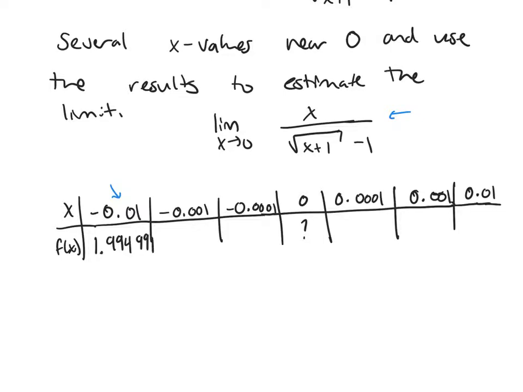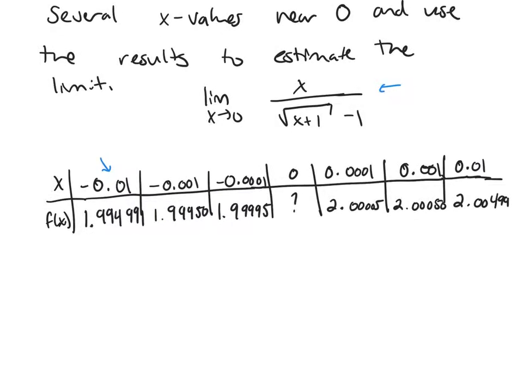1.99499, 1.99950, 1.99995, and then for the ones bigger than 0, 2.00005, 2.0005, and 2.00499.